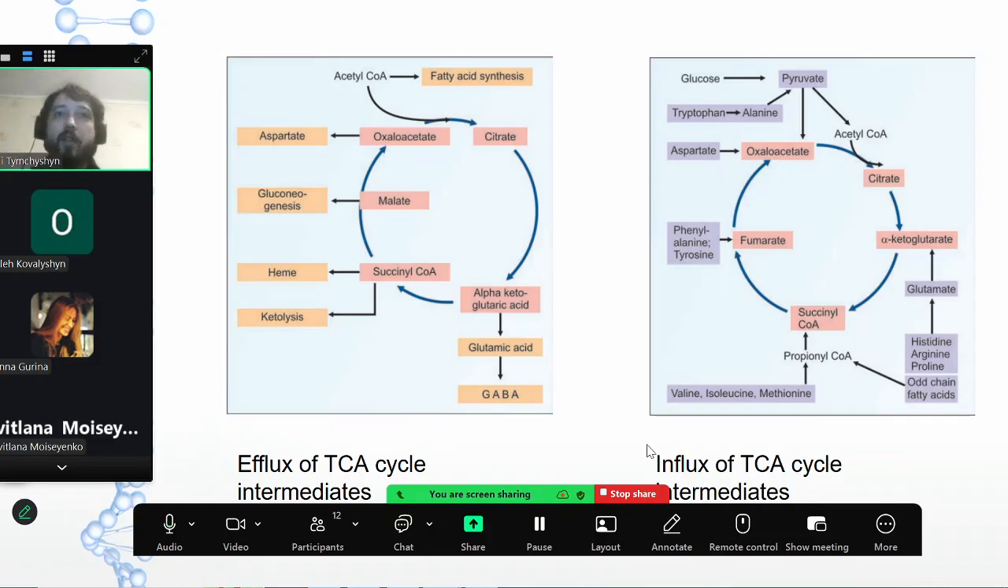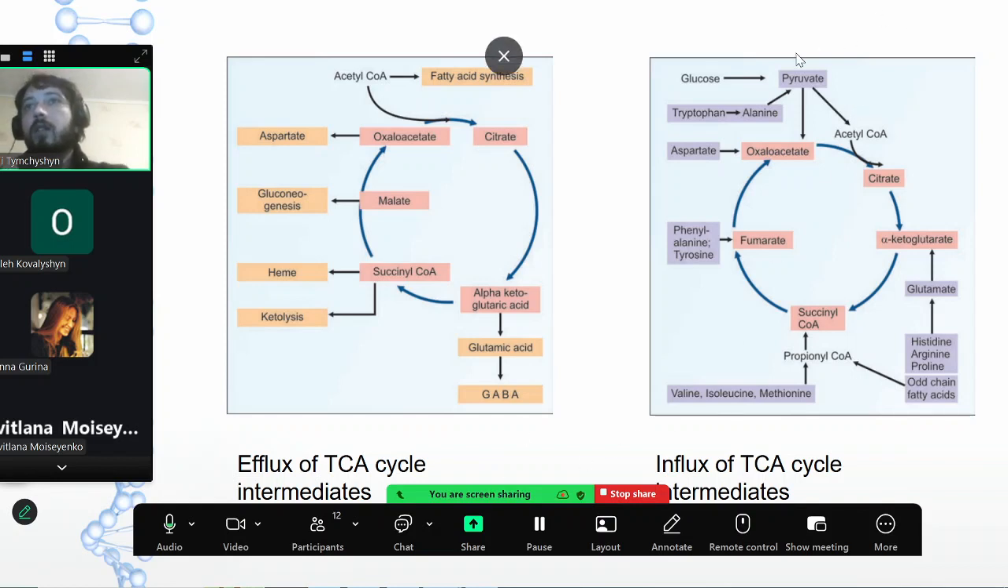Succinyl-CoA is used for synthesis of heme or for ketolysis, so many different pathways. Malate can be used for gluconeogenesis. Oxaloacetate may be used to generate aspartate, and acetyl-CoA can be used to synthesize fatty acids. We need them as a sort of storage and basically for our cell membranes, so in many places we will need fatty acids. Good.